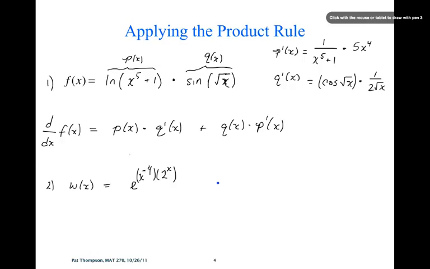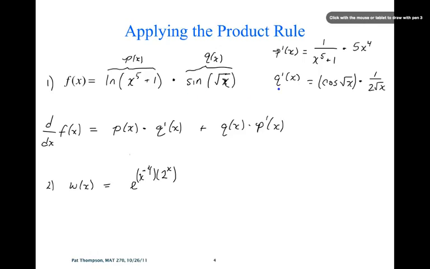Okay, so the overall structure of the first one is the product rule. But when you get to the derivative of each one of those, it's chain rule. For instance, the rate of change of p, or p prime, is going to be chain rule because the natural log of x to the fifth plus 1 is a composite function. So it's the rate of change of natural log with respect to x to the fifth plus 1, which is 1 over x to the fifth plus 1, times the rate of change of the interior. So this whole thing, by the chain rule, is the rate of change of p of x. So it's like a problem within a problem.